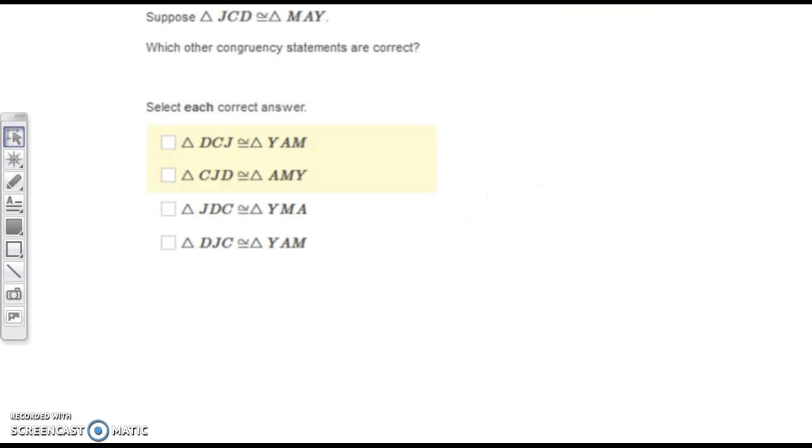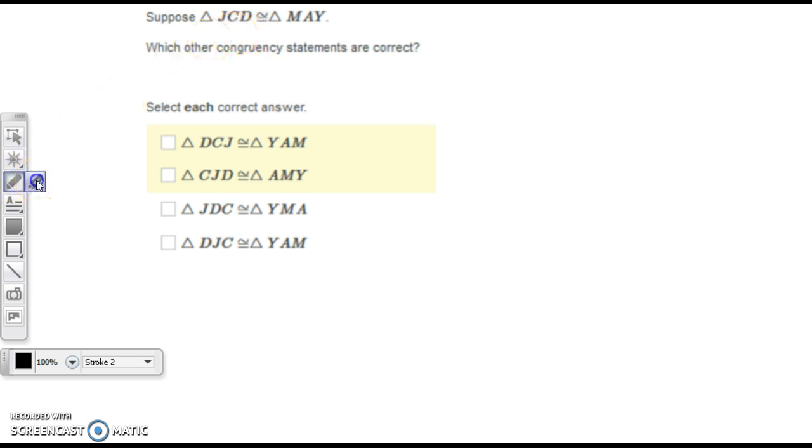Alright, so in 3.05 we're talking about corresponding parts. So let's check it out. It says suppose triangle JCD is congruent to triangle MAY. Which other congruency statements are correct?